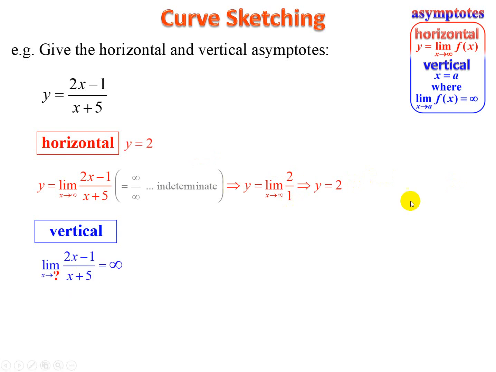To go this way, we ask, what does x tend towards for the limit to equal infinity? Well, you've done it already in class maths: x cannot be equal to negative 5. So that's the limit, x tending to negative 5. Therefore, there are our horizontal and vertical asymptotes. y equals 2, x equals negative 5.